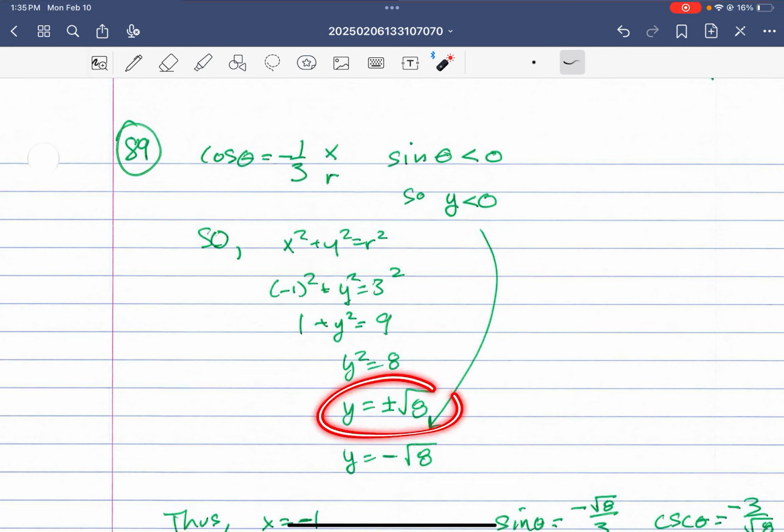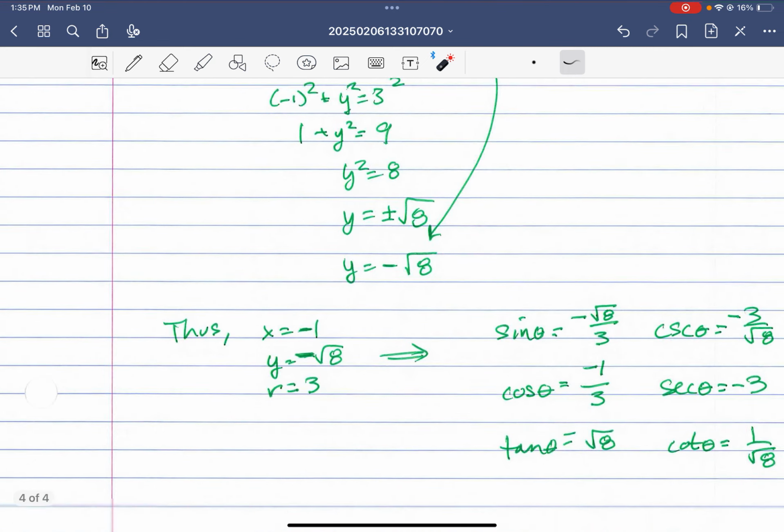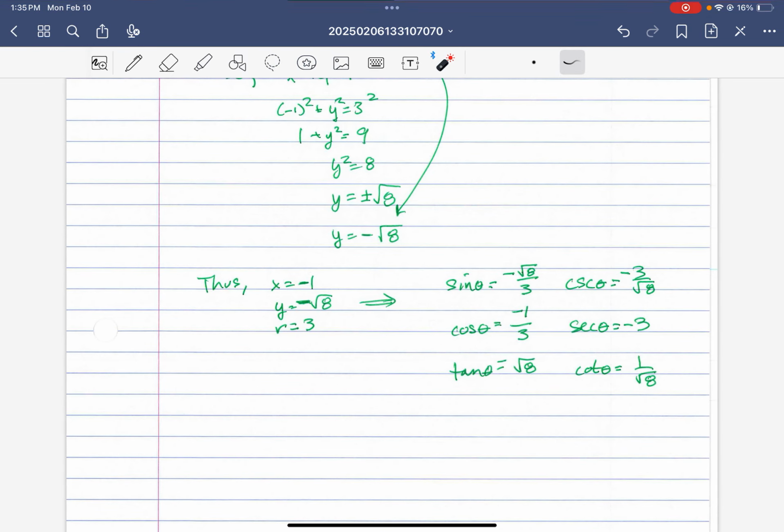So y is plus or minus square root of 8. How do I know it's negative? Well, because they told us it was. Plug everything into your 6 trig functions, and you're done.